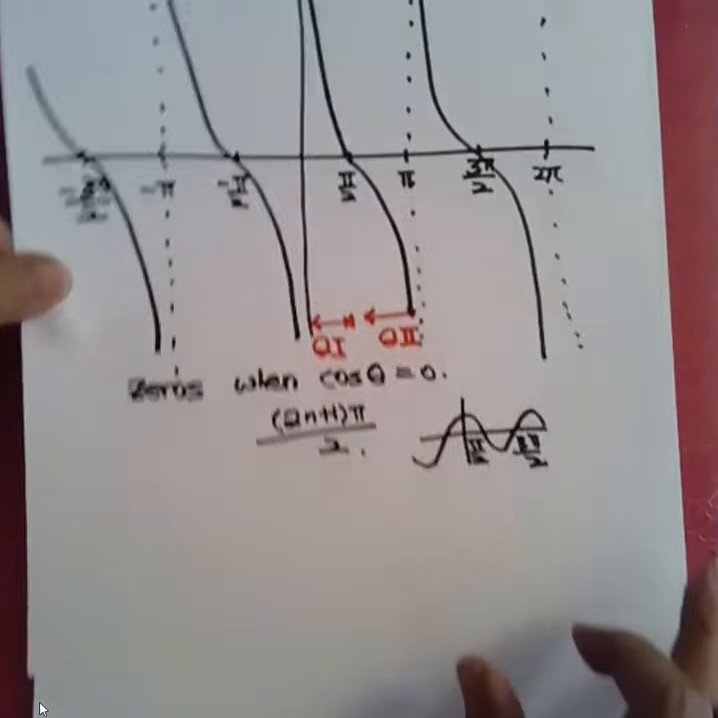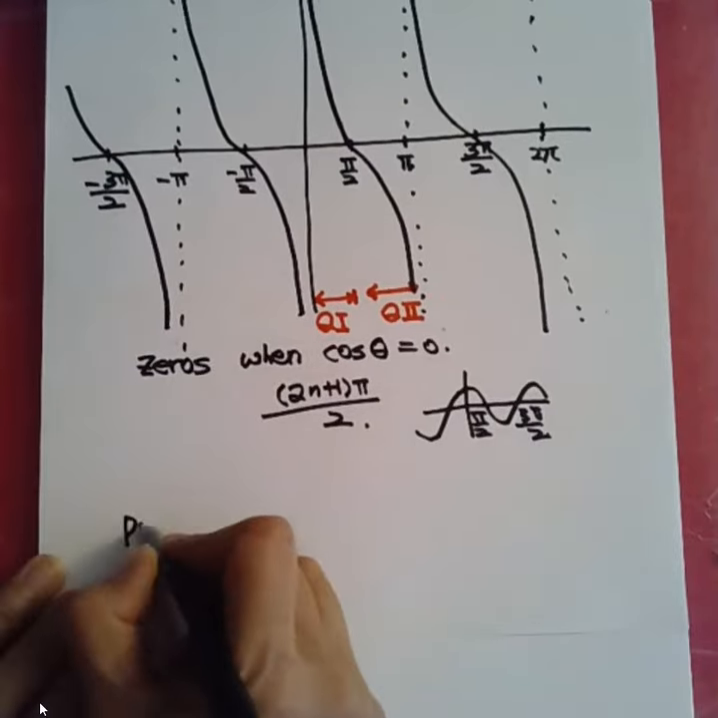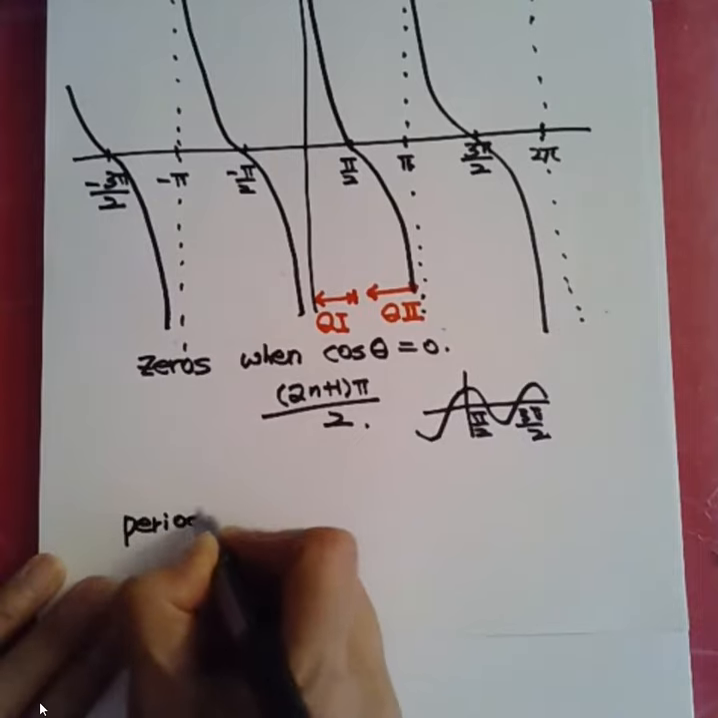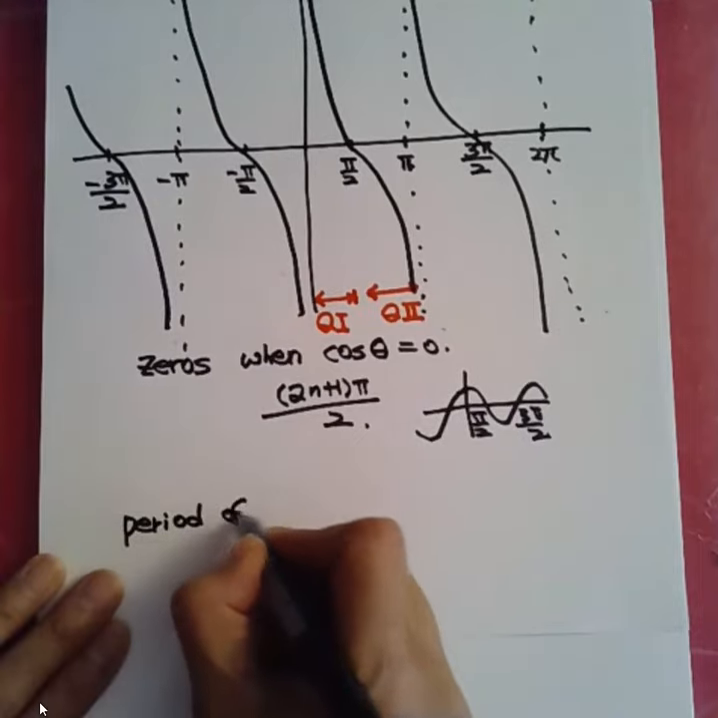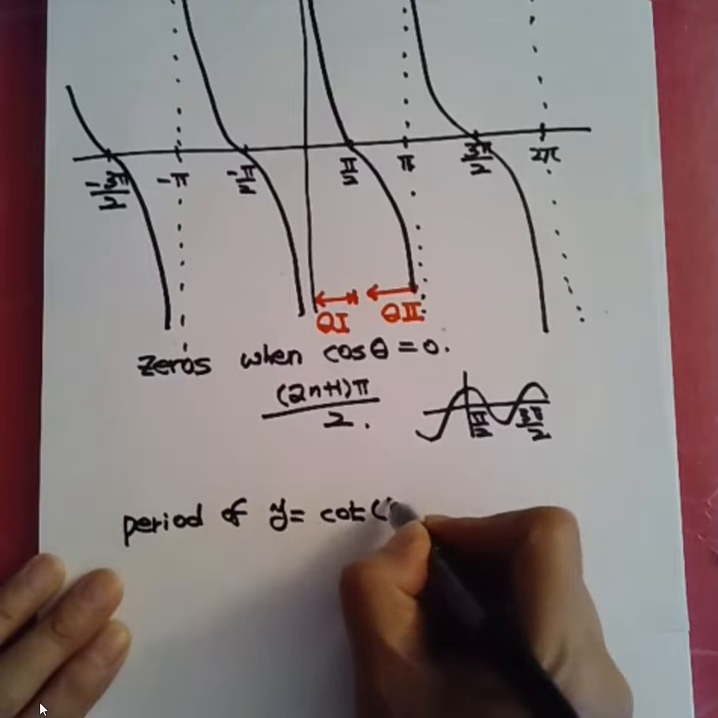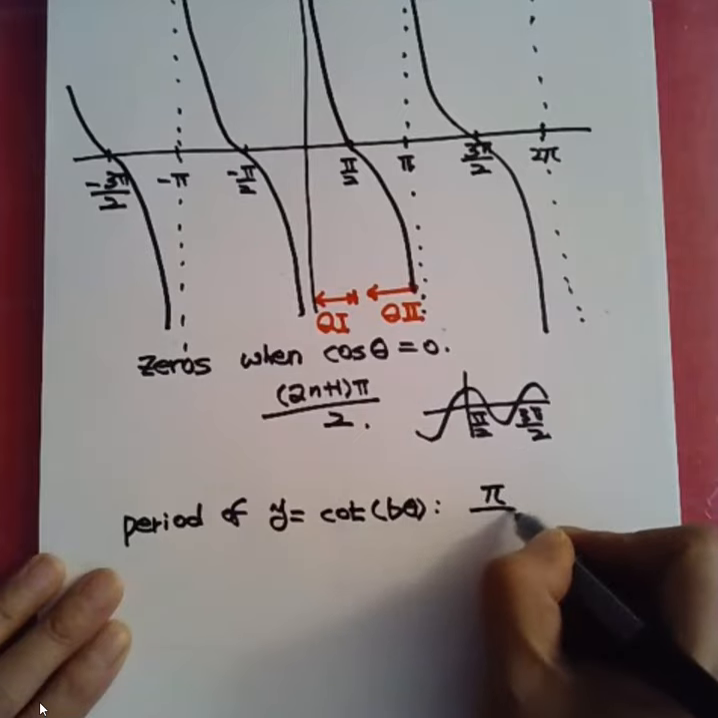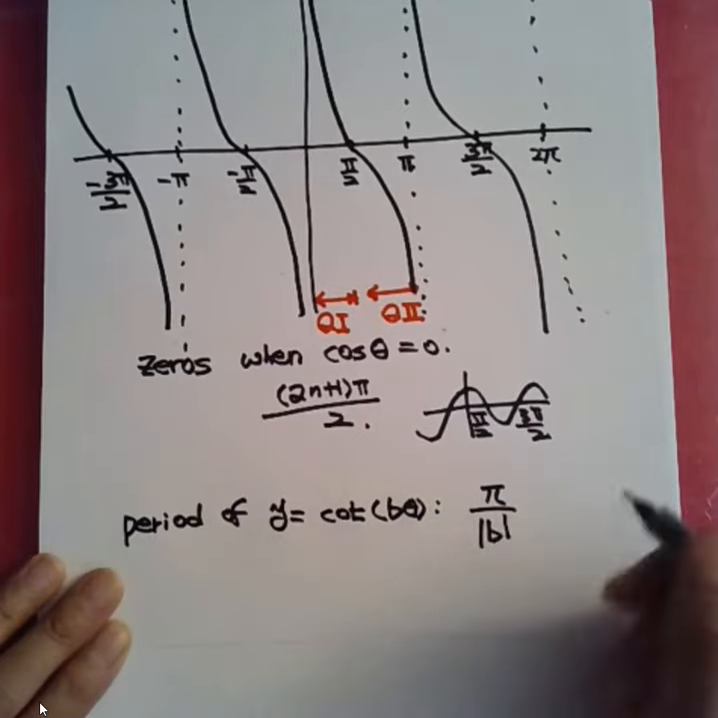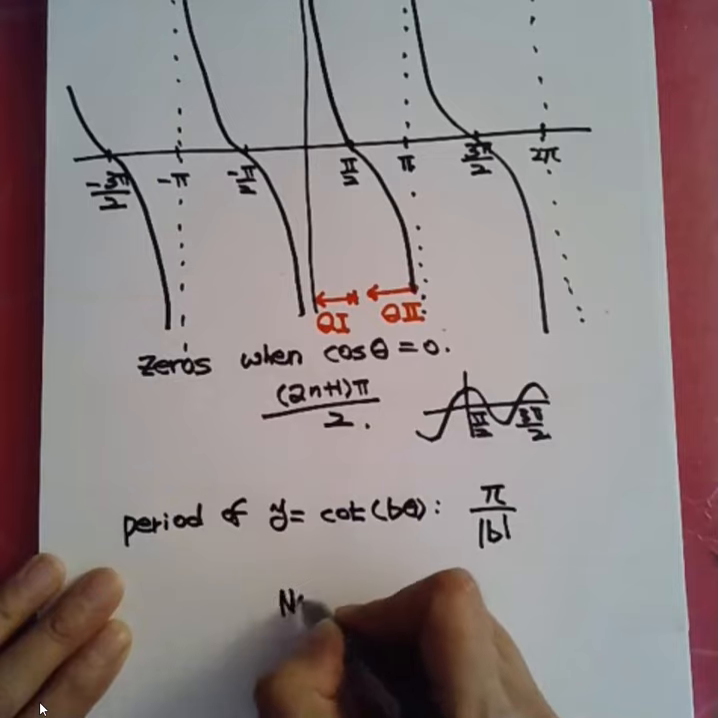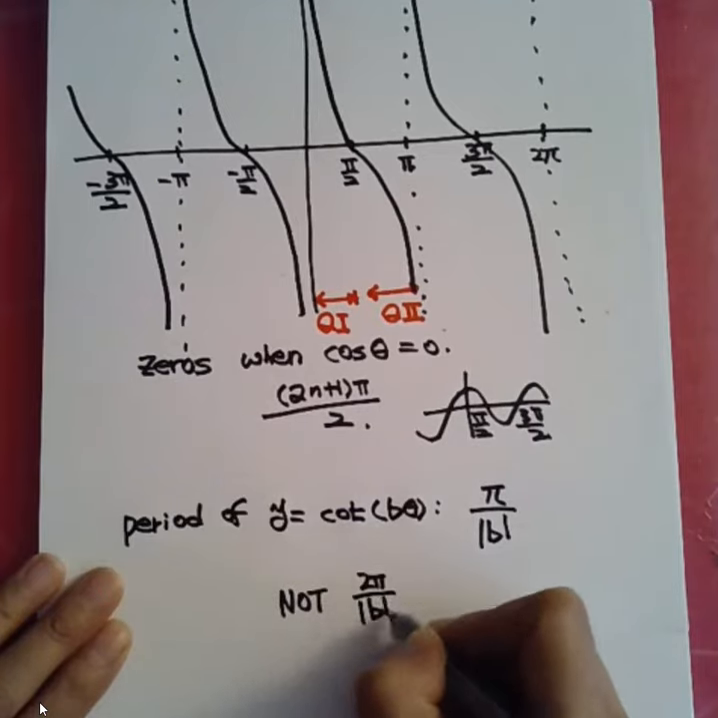Let's generalize the period of cotangent. When something is multiplied to x, the period is pi over absolute value of b. Again, that is not 2 pi over absolute value of b.